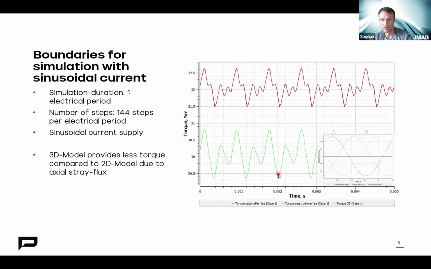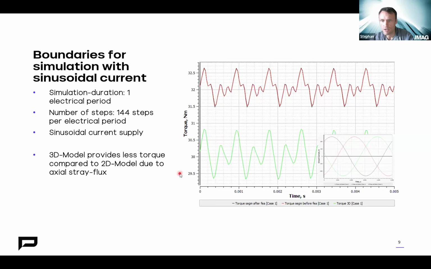Now let's come to the results. Here is an overview of the torque results of the 2D models in red and black, and the results of the 3D model. In the 3D model, the torque is slightly lower compared to the 2D results because of the actual stray flux of my model. But this has only a small influence on the eddy current loss in the magnet, so it's just for information. In the 3D model, we have some small stray flux, which also reduces the average torque.